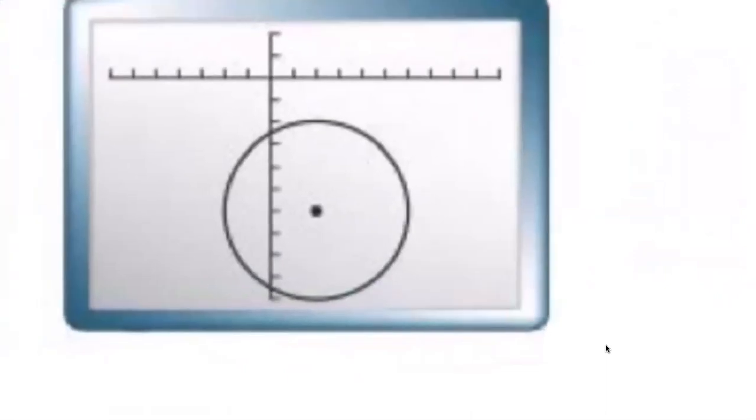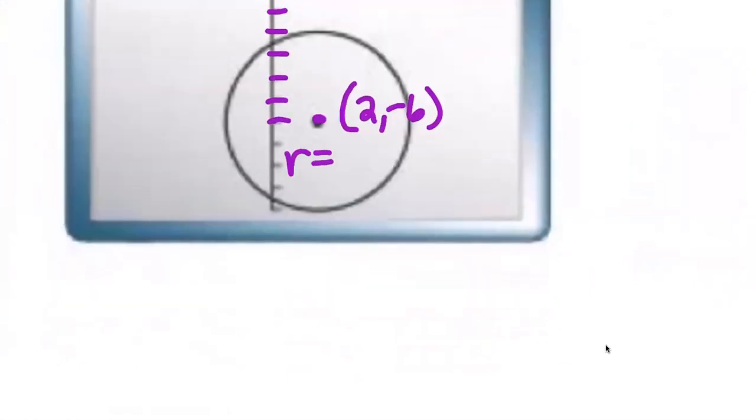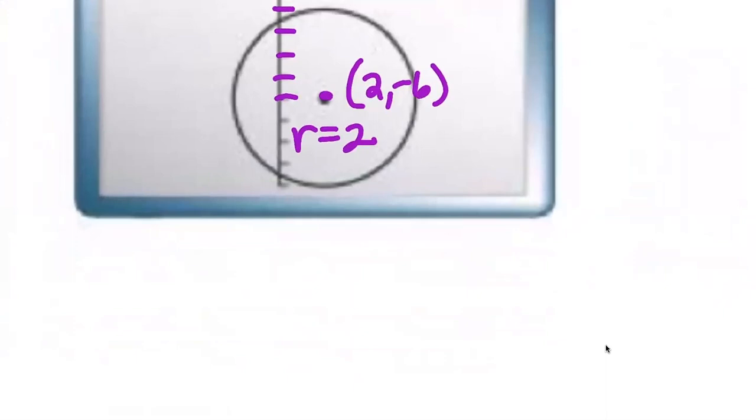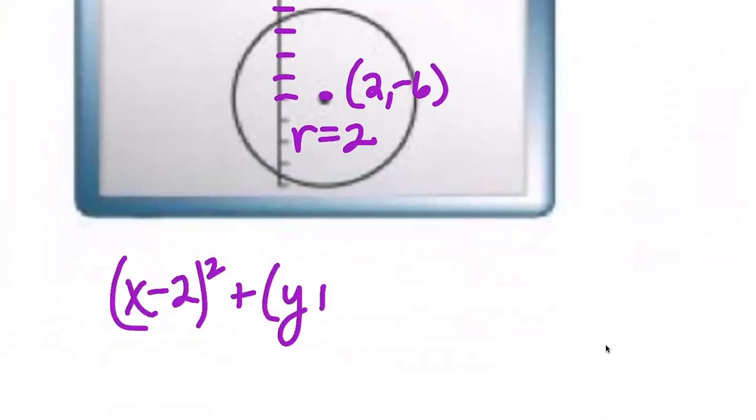Okay, looks like over 2, down 6. So that point is 2, -6. And it looks like the radius is just 2 units. So x minus 2 quantity squared, y plus 6 quantity squared equals 2 squared, or 4.